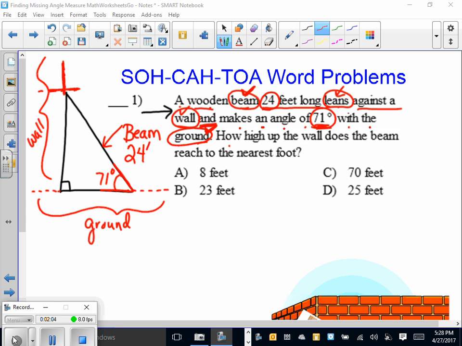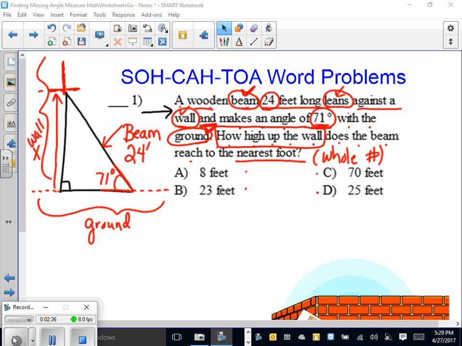It says, how high up the wall does the beam reach? How high up the wall? If I start at the ground and I go up the wall, I'm going vertically, that is the number that they want us to find for the X. They want us to round to the nearest foot. That means the nearest whole number. If you notice, none of our four answers have a decimal.